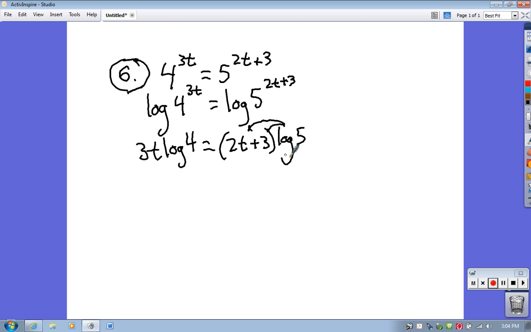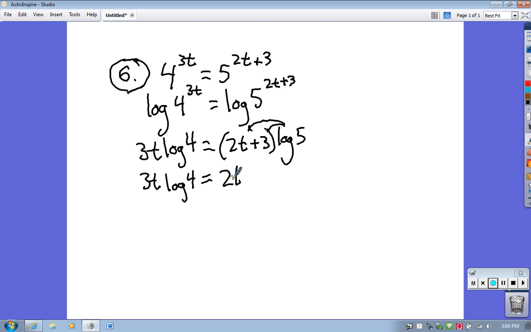Here's what's nice about this. This log 5 is just a number. It's just a value. Log 4 is just a number, just a value right now. So I'm just going to have to figure out how to solve for t. Left-hand side stays like it is. And then distribute that log base 10 of 5 into there.